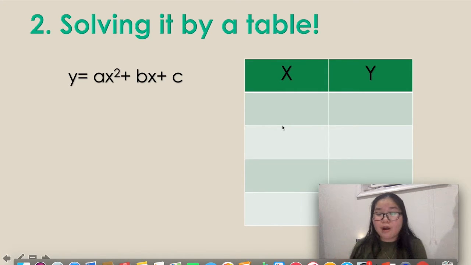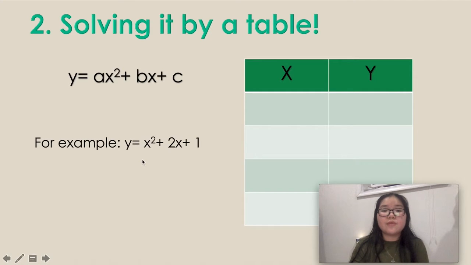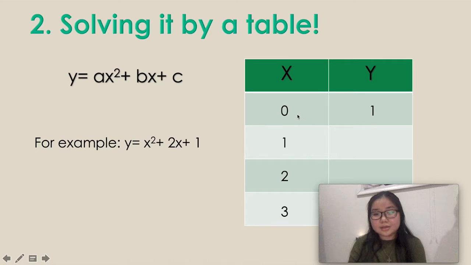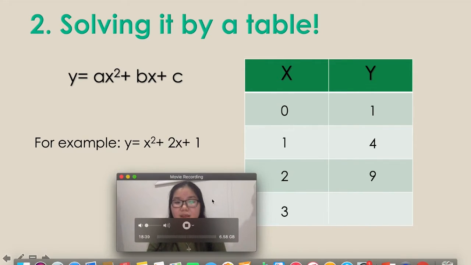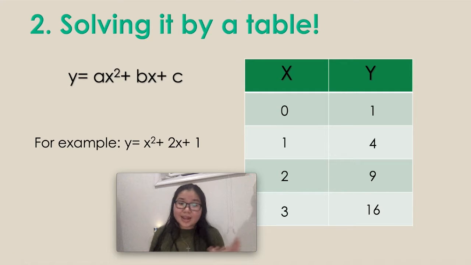So there's nothing too hard. For example, I will give you the specific equation x squared plus 2x plus 1. How can you solve it by a table? You just need to replace the value of x by 0 if you want 0, and by 1 if you want 1, 2, or 3. And then you will receive the solution: 1, 4, 9, and 16. So that's quite easy, right?